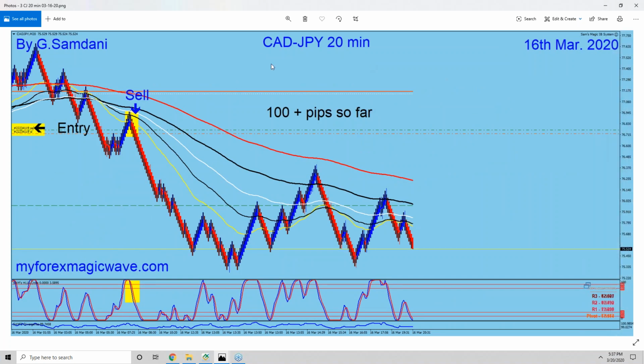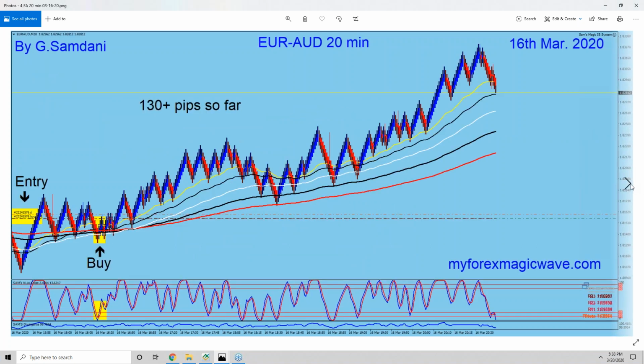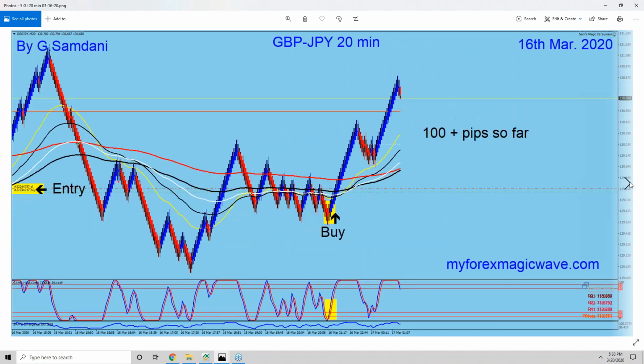The next trade is CAD yen, same style, same setup, indicator all the way up and yellow below the black. You can see it, a lower high and a beautiful short setup, 100 pip. And on the 16th, another one is EUR-AUD again, and it went up from here, same setup, all the way for 130 pip. Also on the 16th, pound yen for 100 pip again. A little small move, but we're getting 100 pip, and you know that because of the coronavirus, we are experiencing very, very high volatility, and the pairs are making big moves.